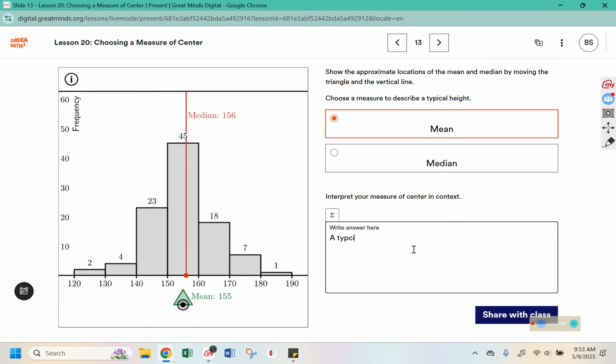A typical person would have a height of approximately 155 centimeters.